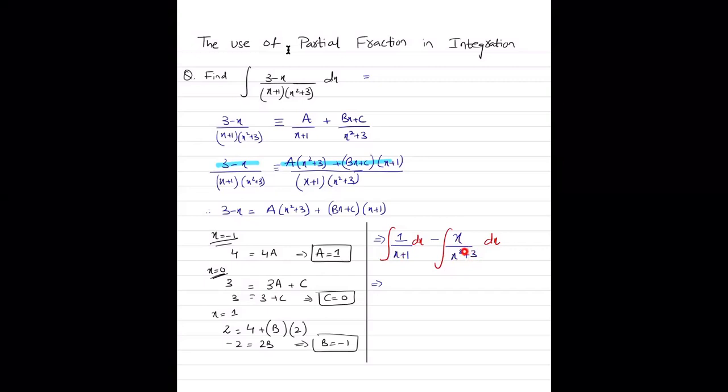If I look at the differentiation of the denominator, that is going to be 2x. How can I make 2x in the numerator? Multiply by 2. So I'll have to divide by 2 outside the integral as well. So this is going to result in ln of x plus 1 minus 1 upon 2 ln of x squared plus 3 plus the constant of integration. Okay, that should be your final answer.